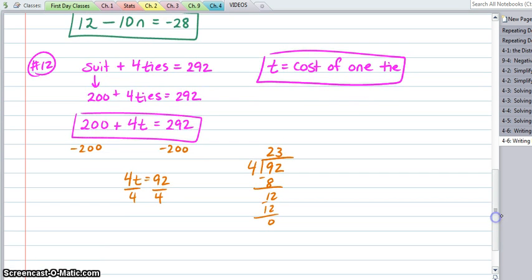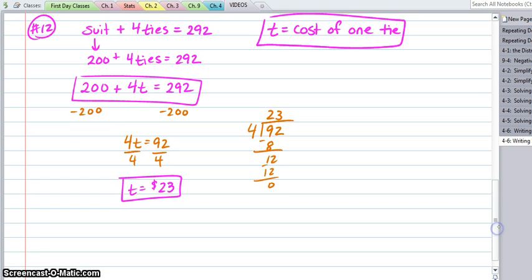I have now found that each tie costs $23. Okay. Let's take a look at the next example. This one's a little bit trickier. So this is number 13.